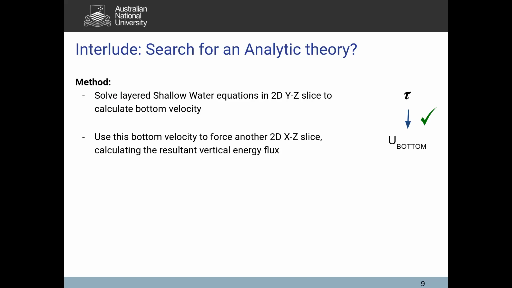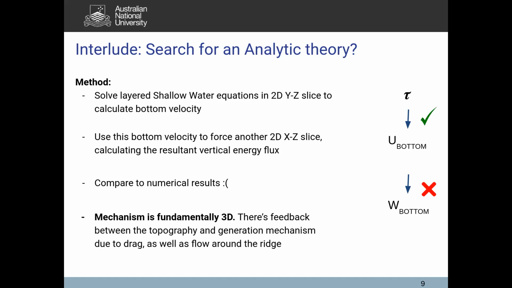So then we thought we'll use the approximation that your vertical velocity is given by the slope of your topography and the velocity to calculate the vertical velocity and in turn the energy flux, which is what we really wanted. But what we found was that there was just no match with the numerical results. Bit disappointing. We tried several other things, but what ended up being the problem was that the mechanism is fundamentally 3D.